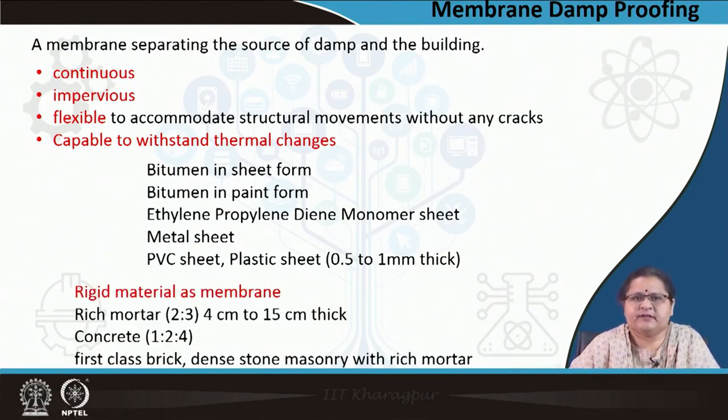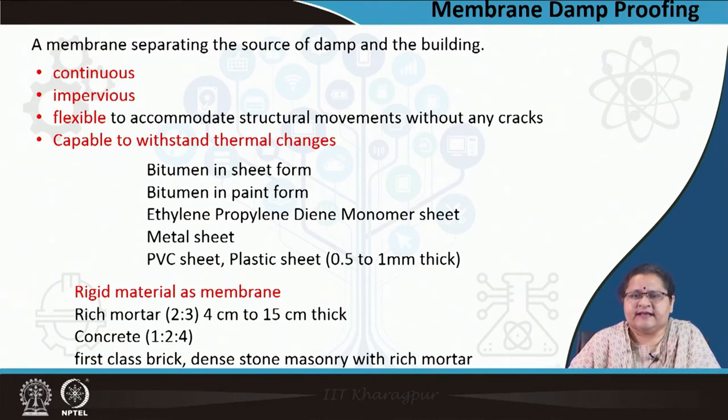Other than these flexible materials, so called flexible, impervious, continuous material, which may be obtained in sheet form, roll form, etc., we can have rigid materials as a membrane, like rich mortar, 2:3, that is 2 part cement, 3 part sand, say around 4 centimeter to up to 15 centimeter, that is a slab, plain cast slab, or a concrete slab, 1:2:4, you can use as a rigid membrane. So concrete acts as a membrane damp proof.